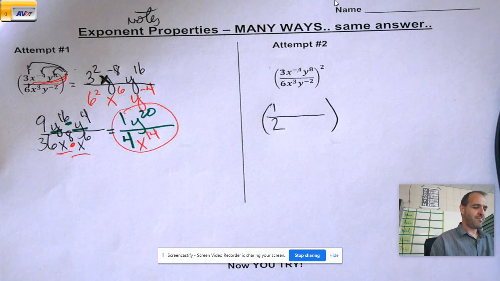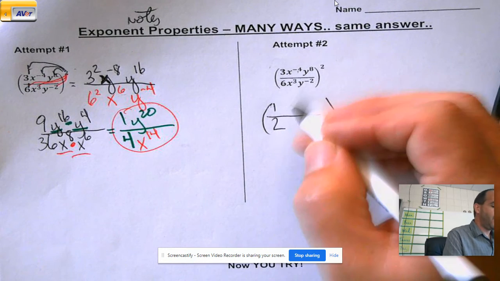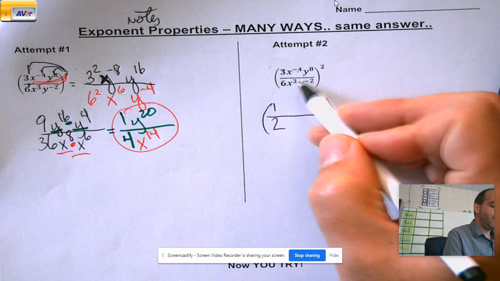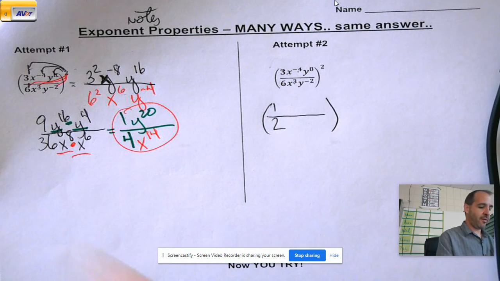But, or do I want to do it? Yeah, let's do it that way. The flipping is fine, but I want to show you something different. So if I did it here, here's how I would tackle it.